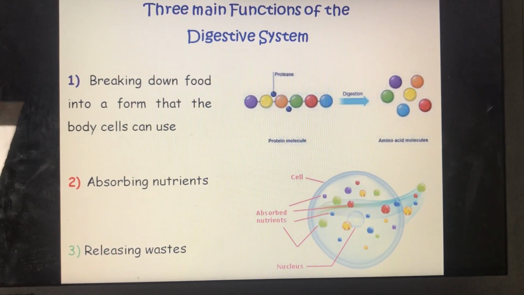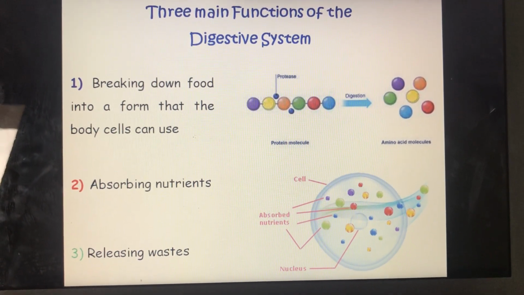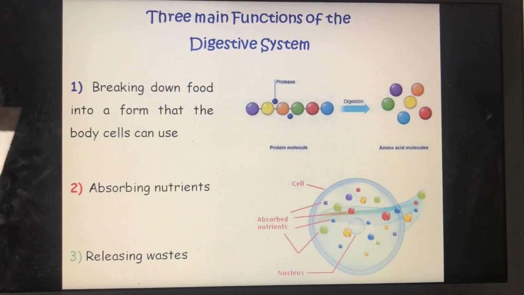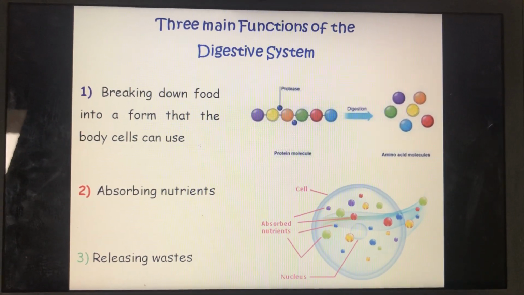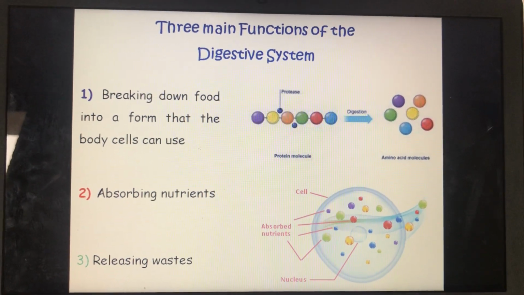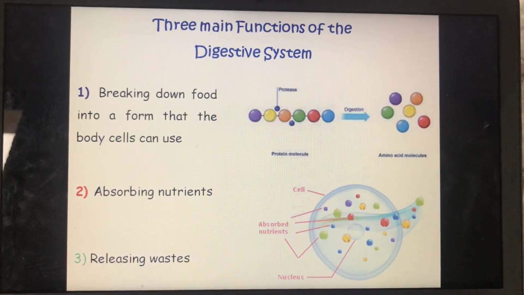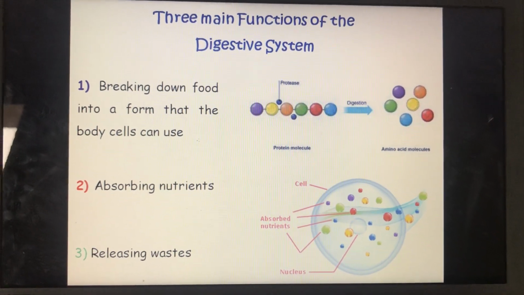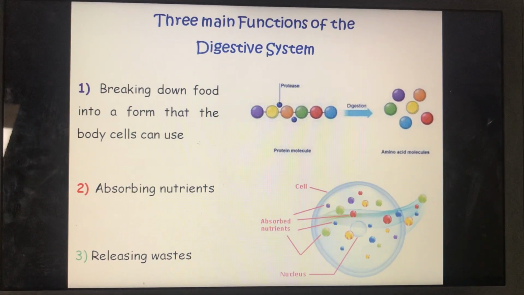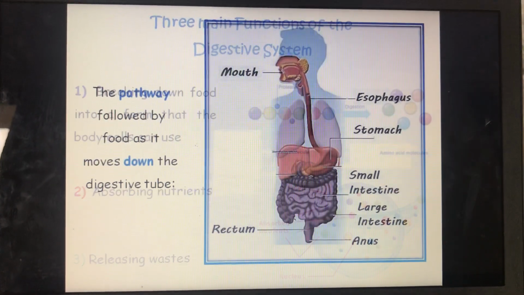Hello, grade 7. Today I'm going to explain lesson 1.7 in biology, called the digestive system. I'm going to start by listing the main functions of the digestive system, which are breaking down food into a form that the body cells can use, absorbing nutrients, and releasing wastes. We're going to explain each function as we go through this system.